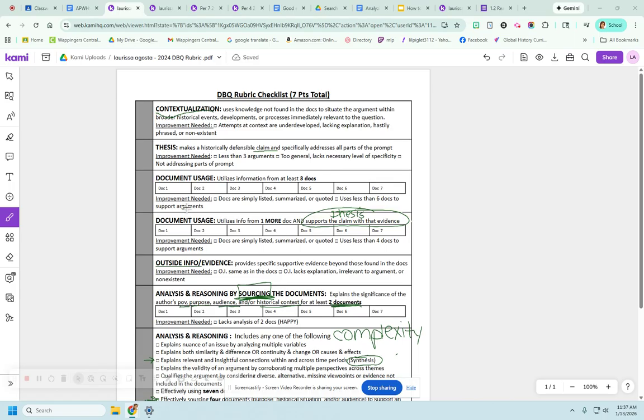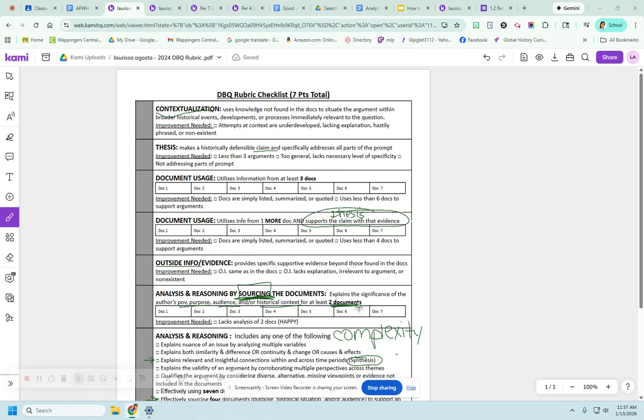In addition to using evidence from the documents, you also have to provide outside information that doesn't come from the documents, that shows you know something else about the topic not included in the documents. And you also have to source those documents.